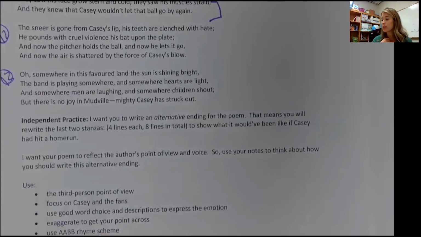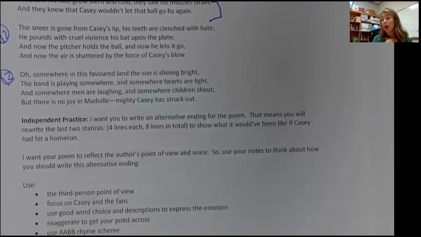Oh, somewhere in this favored land, the sun is shining bright, the band is playing somewhere, and somewhere hearts are light. And somewhere men are laughing and somewhere children shout, but there is no joy in Mudville, mighty Casey has struck out.